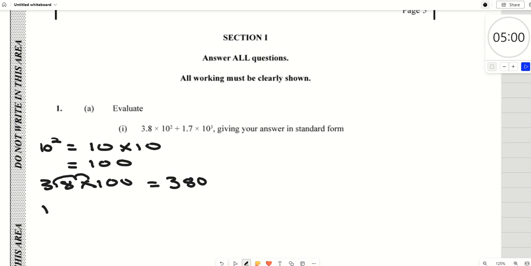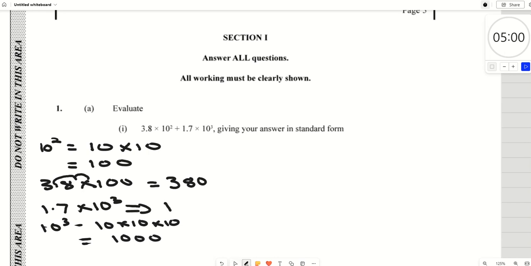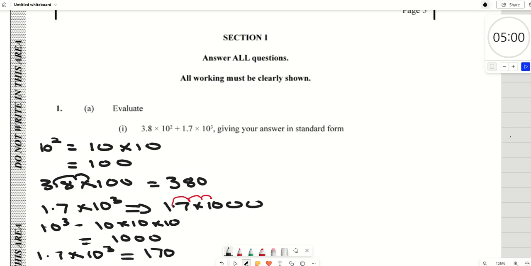Right, and then same thing with 1.7 multiplied by 10 to the power 3. 10 to the power 3 is equal to 10 multiplied by 10 multiplied by 10, which is equal to 1,000. So this would be 1.7 multiplied by 1,000. How many zeros are there in 1,000? There are 3 zeros in 1,000. So you shift your decimal point 3 places to the right. 1, 2, 3. Right? There are no numbers here, so you fill it in with zeros. So this here, 1.7 multiplied by 10 to the power of 3 is equal to 1, 7, and 2 zeros.